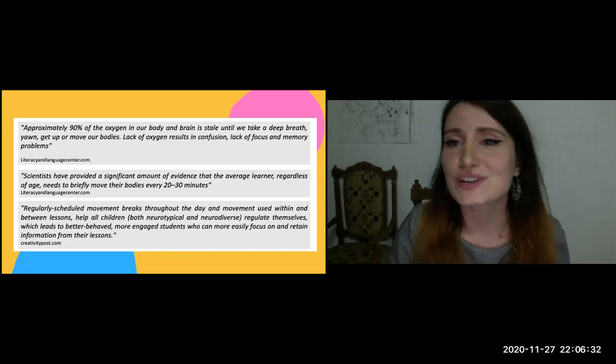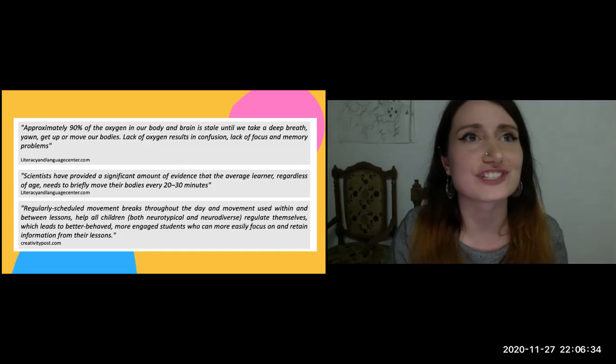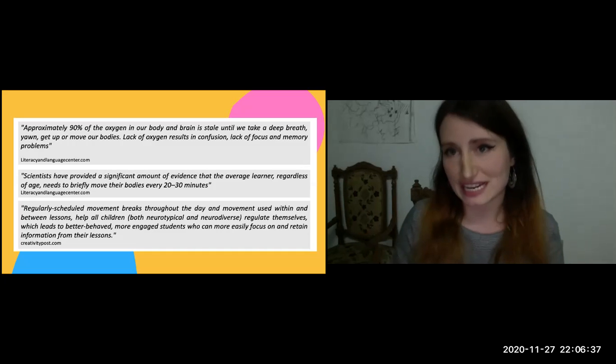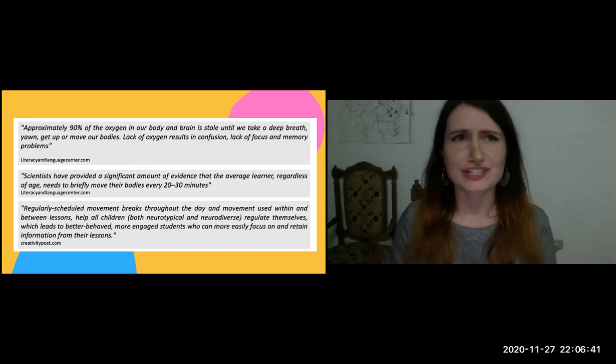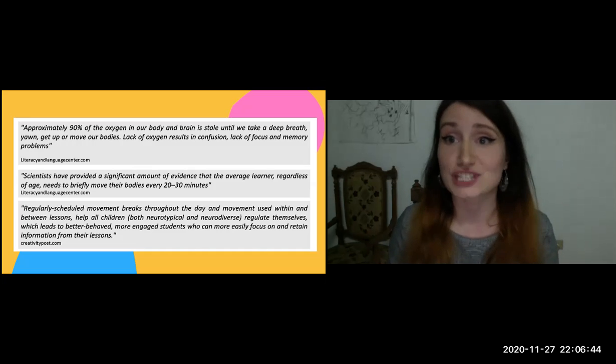And also, this is one I find one of the most interesting: if students move regularly enough, then they can self-regulate their own behaviour. So actually, it makes classroom management so much easier for us as well.